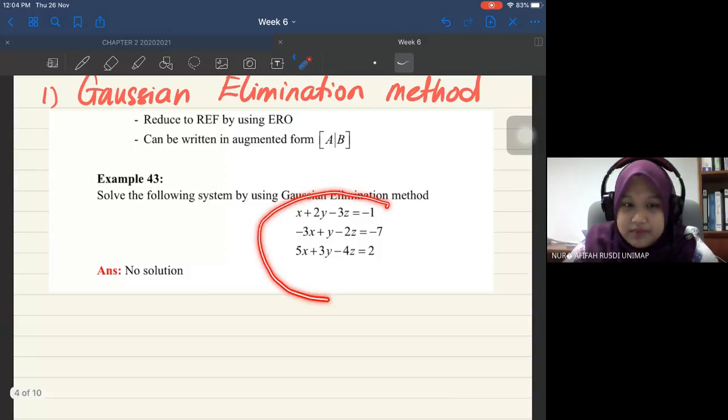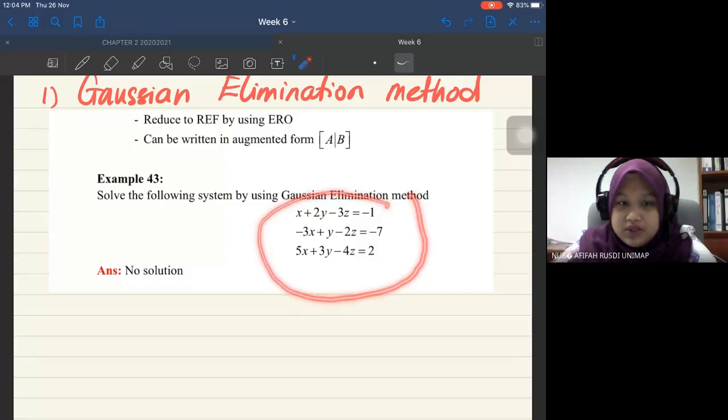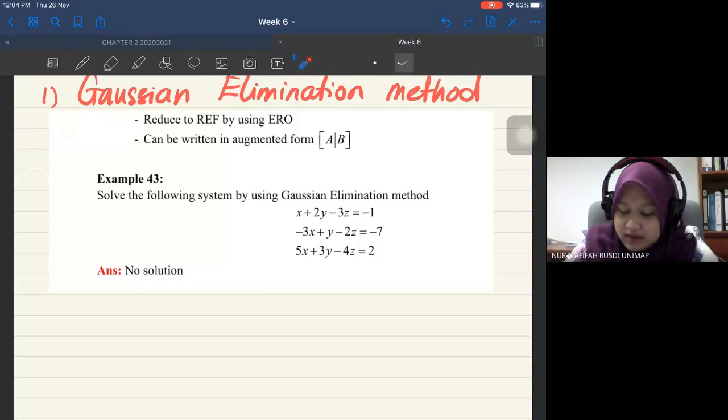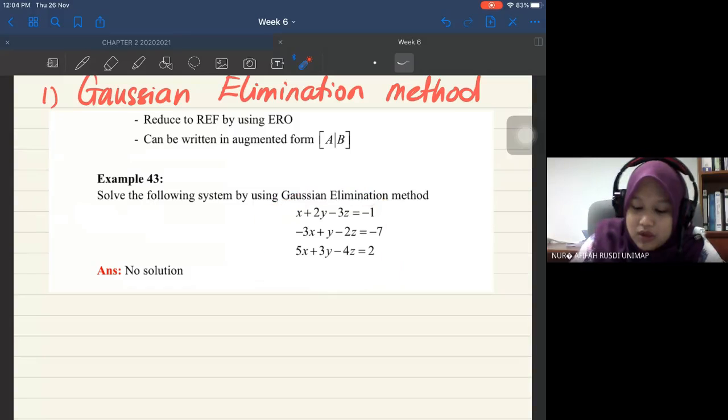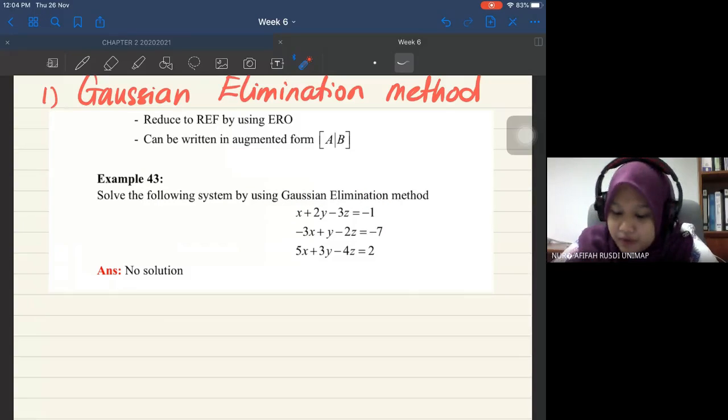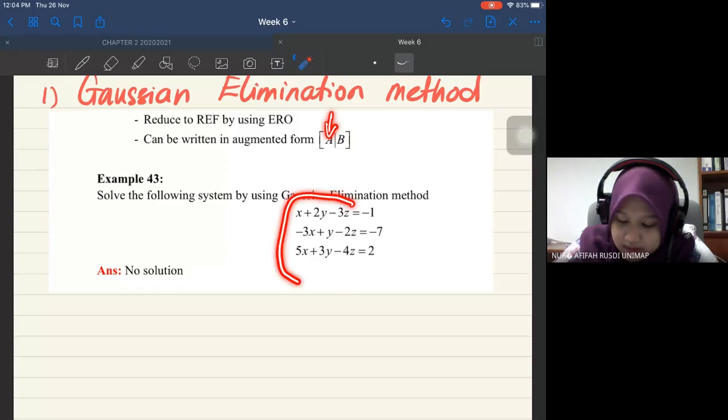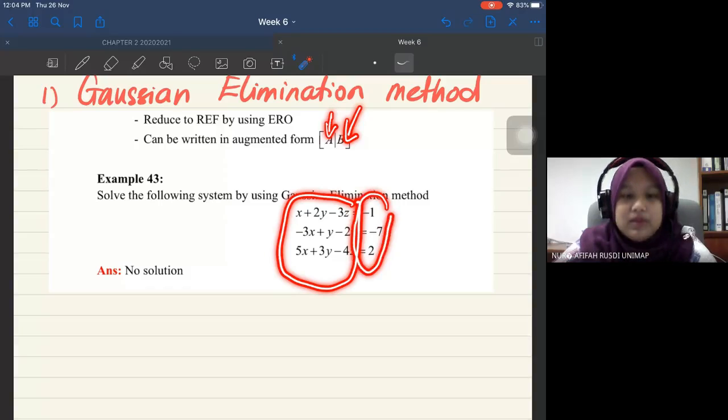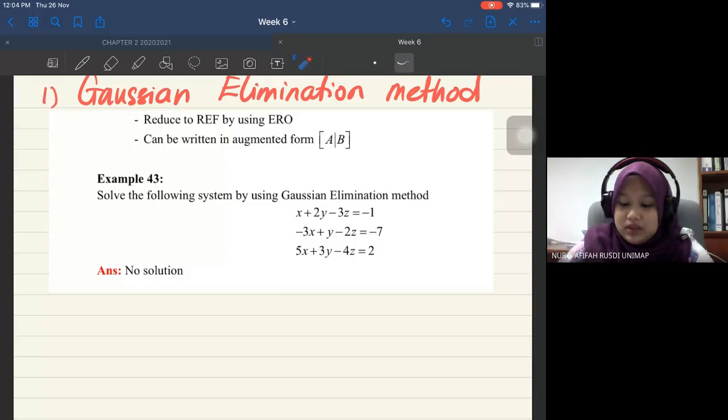Okay, so sebelum kita nak solvekan this one dalam menggunakan kaedah Gaussian elimination, first kita kena susun equation ni dalam bentuk augmented form. So A here refer kepada yang sebelah kiri ni, matrix B ni refer kepada value dekat sebelah kanan. Okay, so you kena letak dalam bentuk augmented form ni.